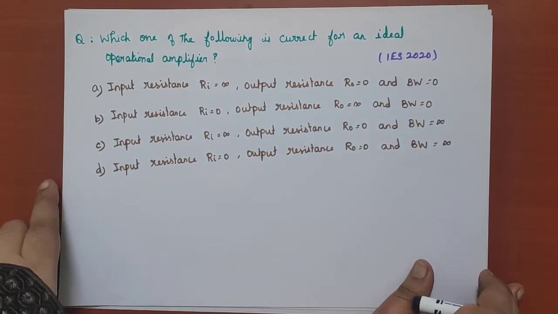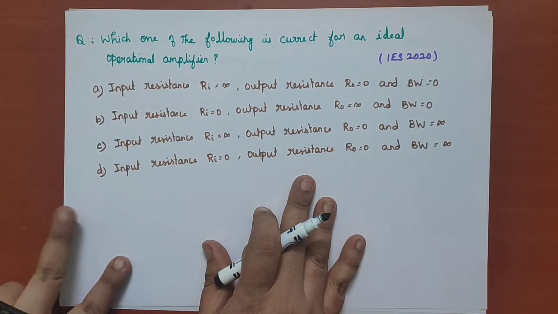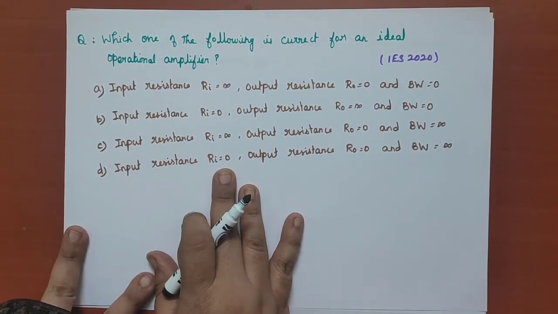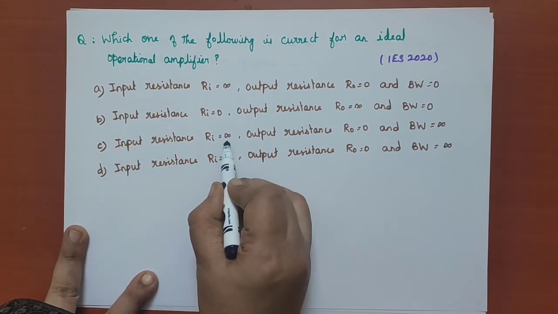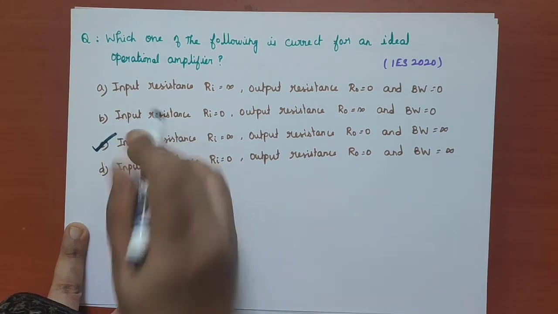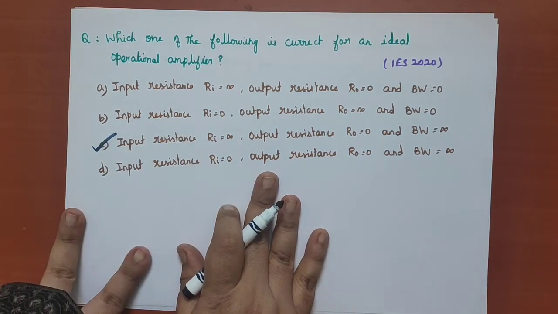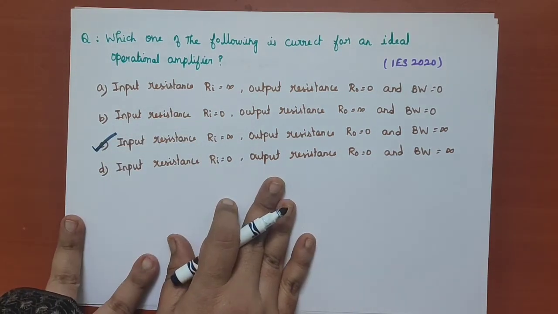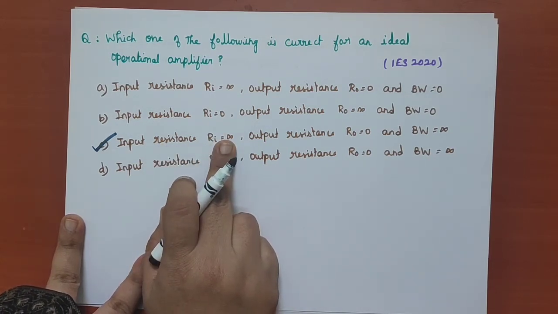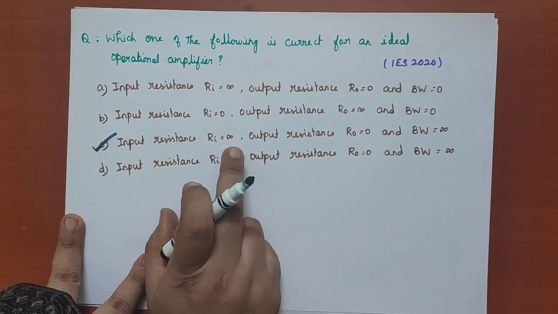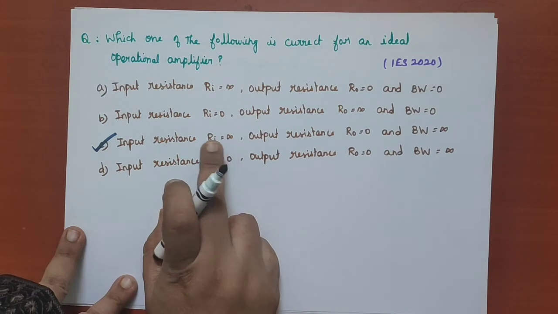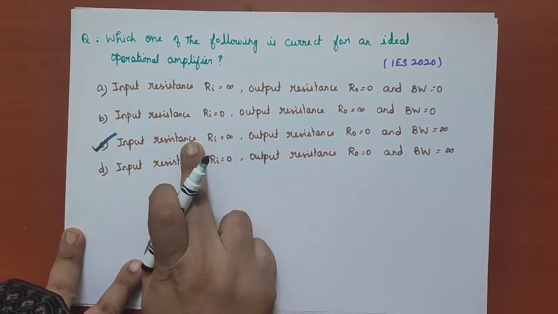Okay, this is the theory question. Which one of the following is correct for an ideal operational amplifier? For an ideal operational amplifier, we should have input resistance infinity, output resistance 0 and bandwidth equal to infinity. This is the answer. For the ideal case, input resistance should be high. This is to ensure that the op-amp causes no loading effect in the circuit. The higher the input impedance, the lower the current drawn by the op-amp. Ideally, it should be infinite.